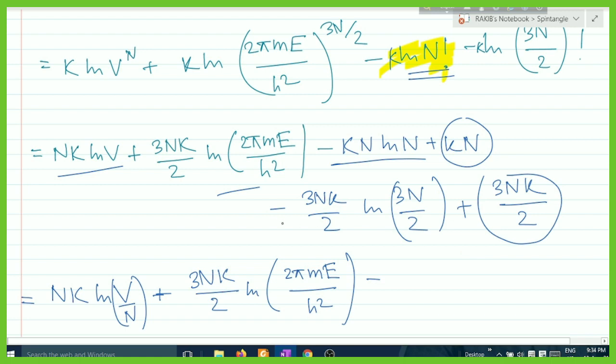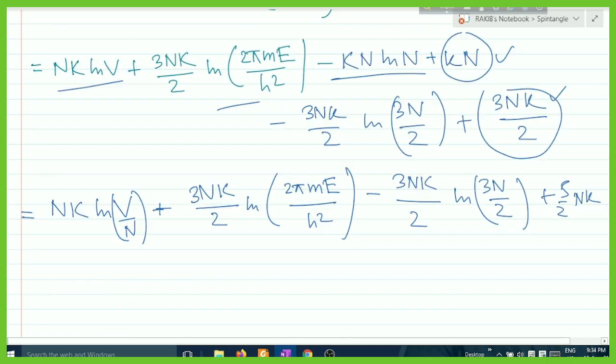Okay, there will be a minus sign, I think so. But what does it become there? Minus 3nk upon 2 ln. I think I am done with this thing. Okay, ln 3n by 2, and this term will merge with this thing, that will become 5 by 2 nk.